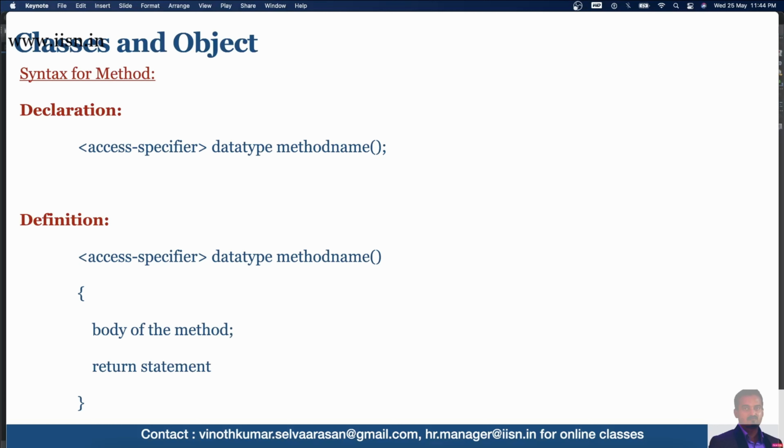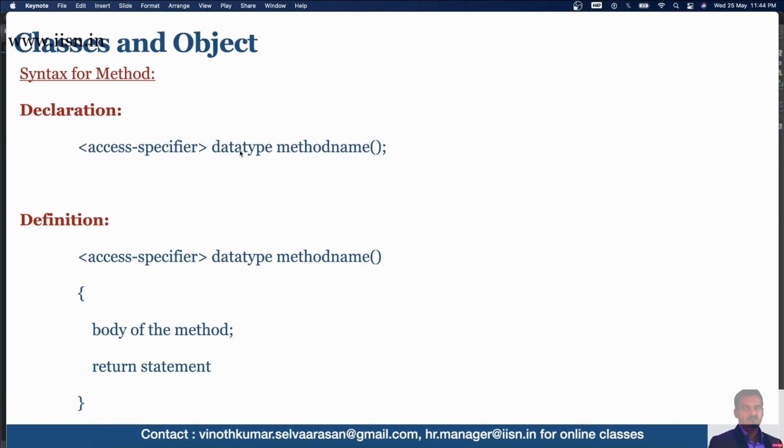The access specifier gives the access level. There are four different types of access specifiers in Java: public, private, protected, and default. If you do not give any access specifier, it will be considered the default access specifier. Then that is followed by the data type.